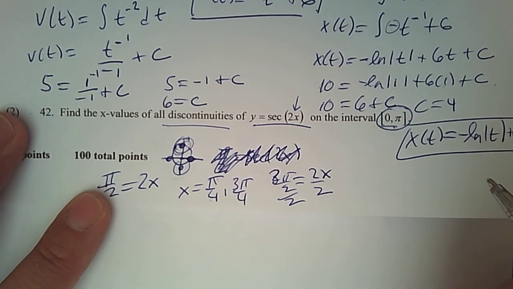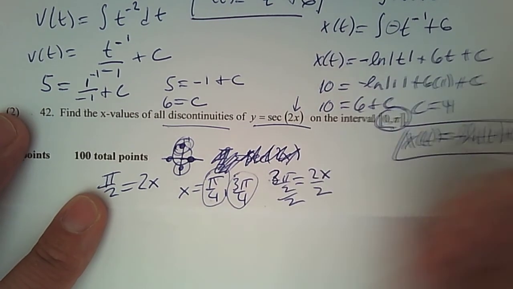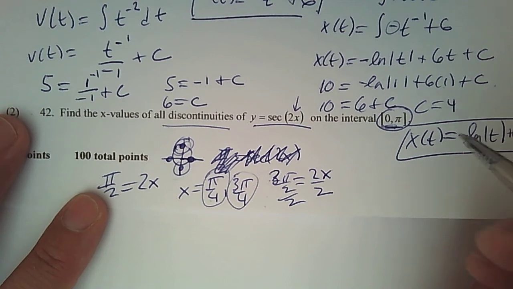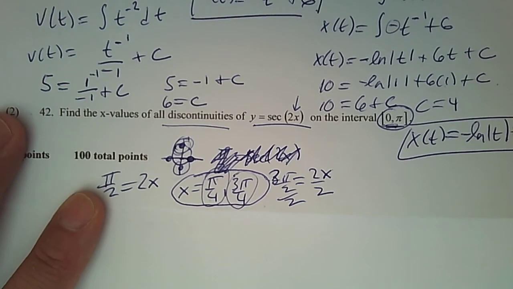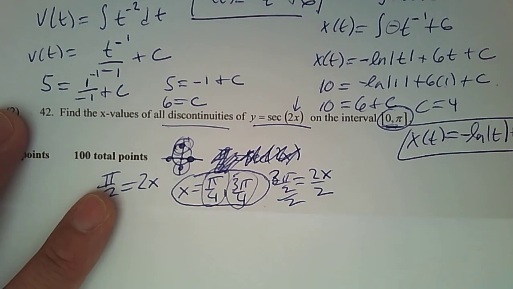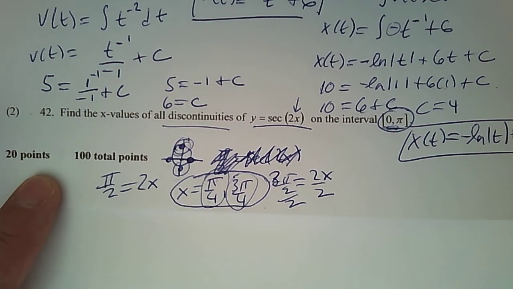There could be another one, but I can see a pattern already. It's going to be pi over 4, 3 pi over 4. The next one would be 5 pi over 4, and that's going to be beyond my interval. So the only two answers where it is not continuous is at pi over 4 and 3 pi over 4. Number 42 is a pre-calculus question, just for the fun for today, not calculus, and not directly would you be asked that on an AP exam.